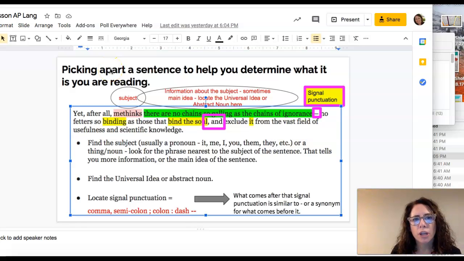This is a short video on learning how to work with complex sentences and reading through a complex text by picking apart specific pieces out of a sentence and really figuring out how we can use what's already in a sentence to make sense of what that is.